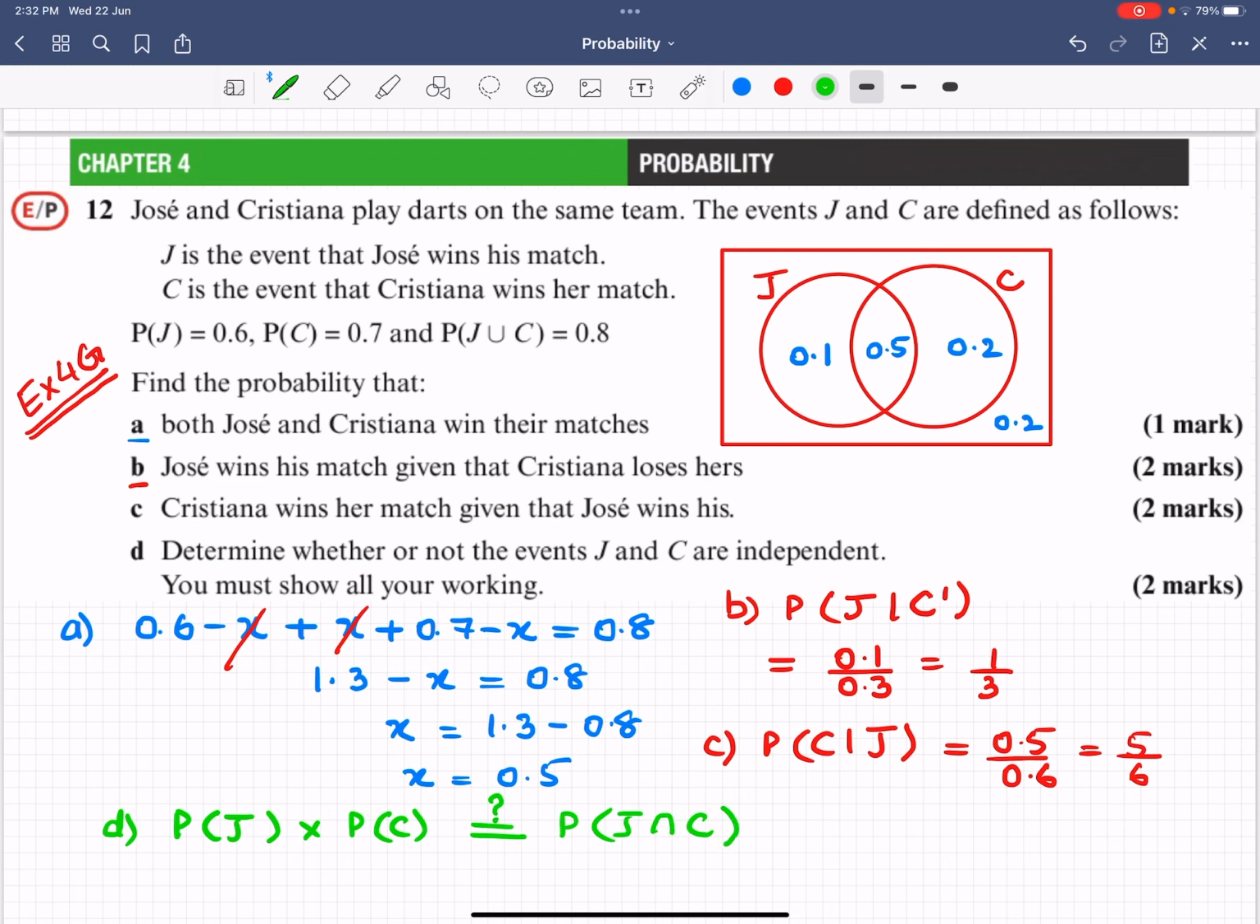We already know that the probability of J intersection C is 0.5. Let's find out what the probability of J multiplied by the probability of C is. That is 0.6 multiplied by 0.7, and that is 0.42. That is not equal to 0.5. Therefore, events J and C are not independent.